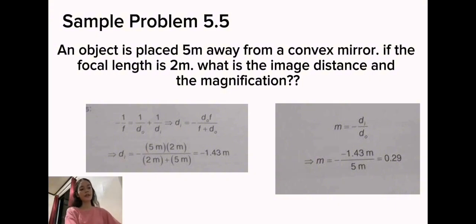Since we have found the image distance, we will next find the magnification. Using the equation m equals d sub I over d sub O, we plug in d sub I, which is negative 1.43 meters, and d sub O, which is 5 meters. Then divide, and 0.29 is the answer for the magnification.